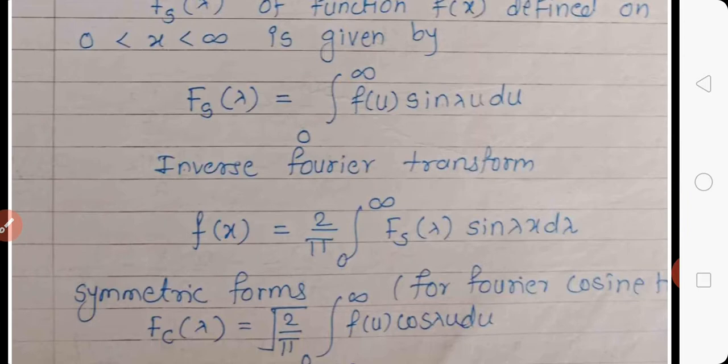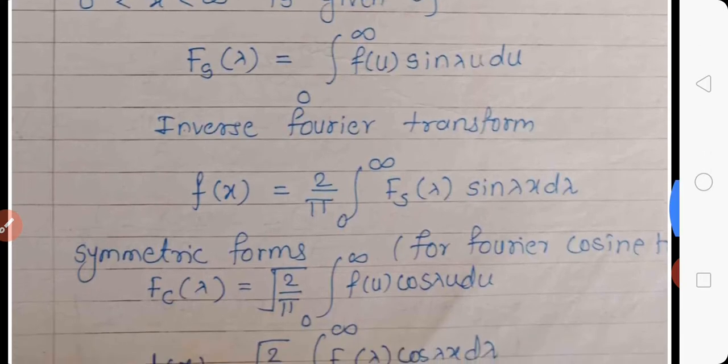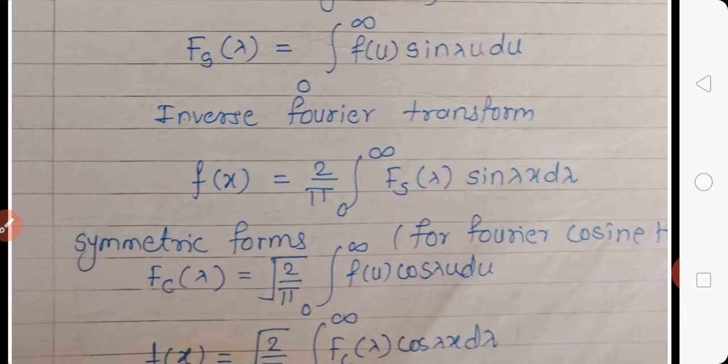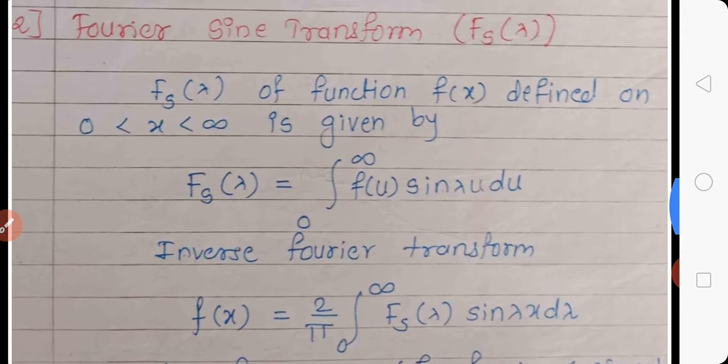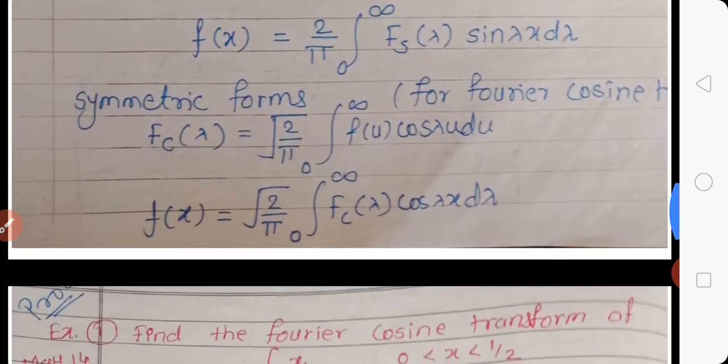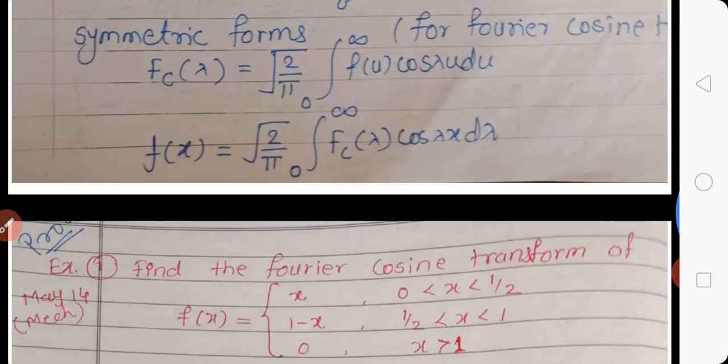Now we find the inverse Fourier sine transform, that is, we find the function f of x, which is equal to 2 upon pi integral from 0 to infinity Fs of lambda sine lambda x d lambda. These are the symmetric forms for the Fourier sine and cosine transforms. Generally we use the first two formulae to solve the examples. These are also useful.